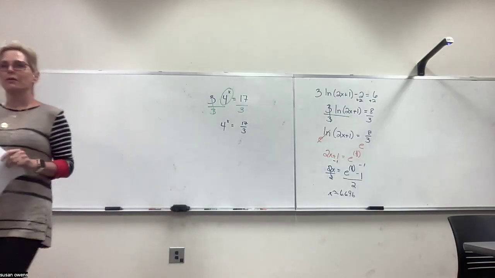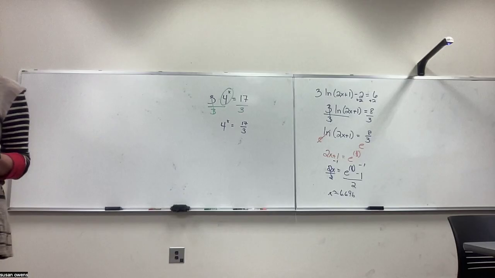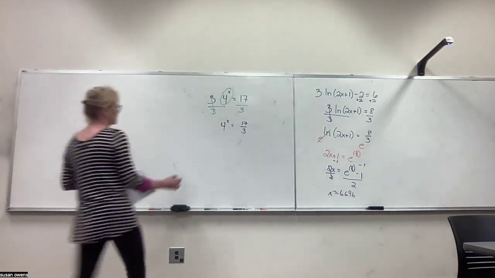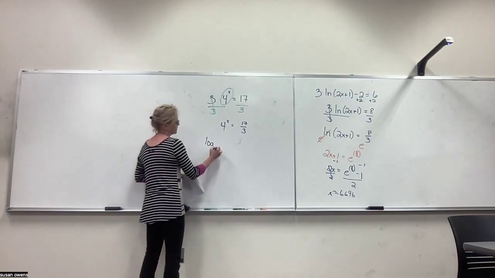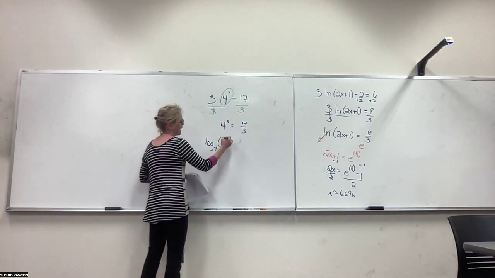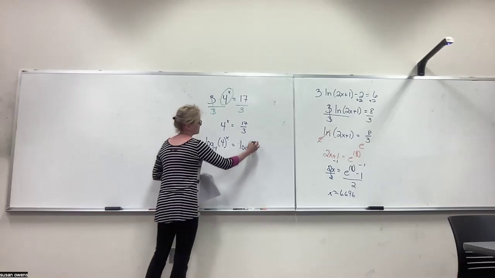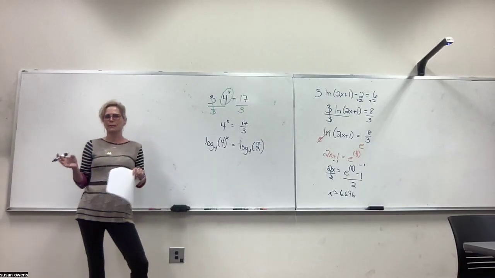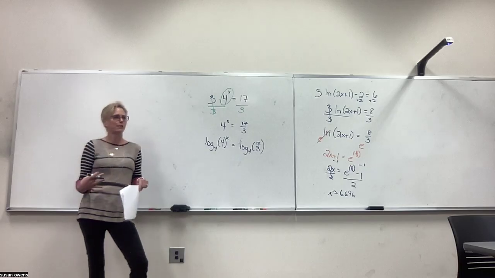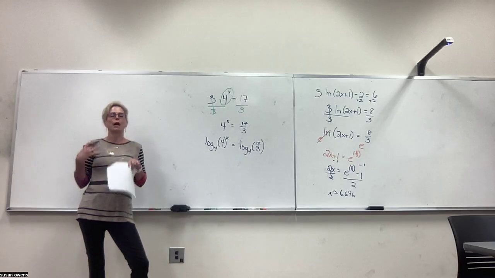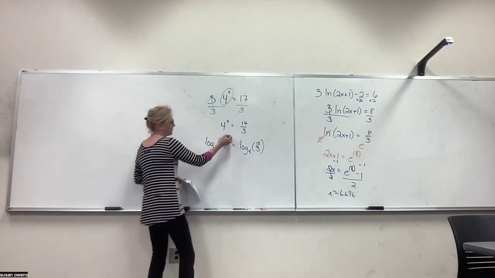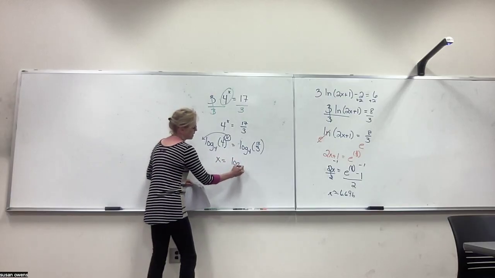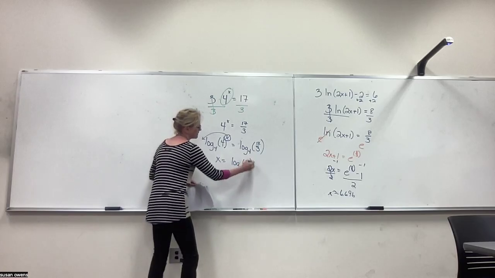I need to get the variable out of the exponent, and the only way we know how to do that is to do what? Take the log. What base log should we use? Good. Log base 4 of 4 to the x is equal to log base 4 of 17/3. Doing this with the pressure of the test, a lot of times students forget to take the log. Somehow they just bring the exponents down. Remember, you got to take the log of both sides. Log base 4 of 4 is 1, and we can change that to multiplication. x is equal to log base 4 of 17/3.